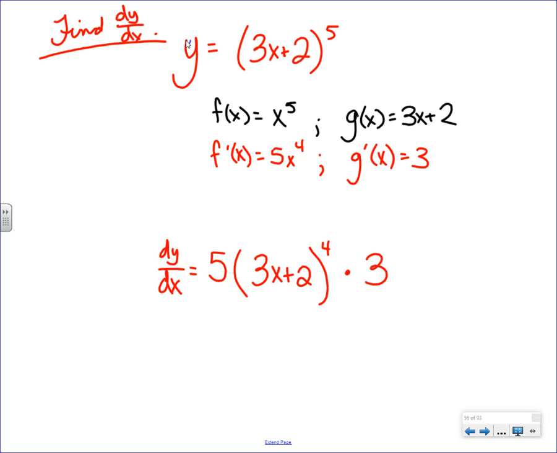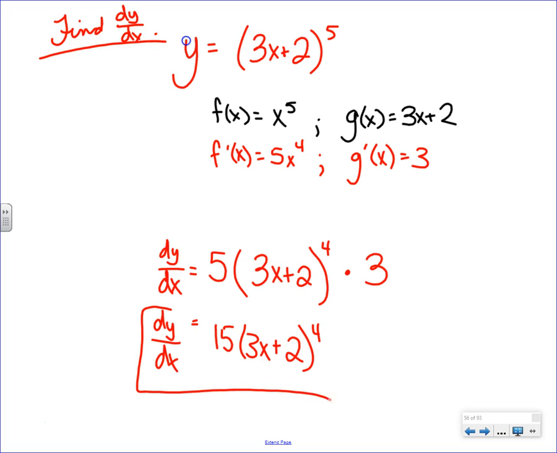Does this rule work also? And the answer is yeah. You get the exact same thing: 15 times 3x plus 2 to the 4th. So we did it with u's. We did it with f's and g's. Now let's do it with squares and triangles.